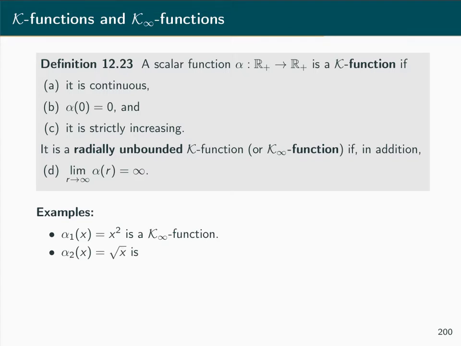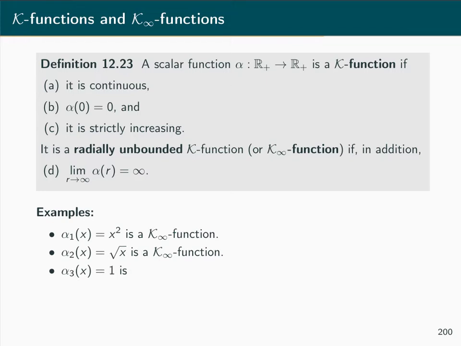The second example is alpha 2 of x being equal to the square root of x, which is again a k-infinity function because it is continuous, it is 0 if x is equal to 0, and it is strictly increasing. Moreover, if we let x go to infinity, then also alpha 2 of x will go to infinity.